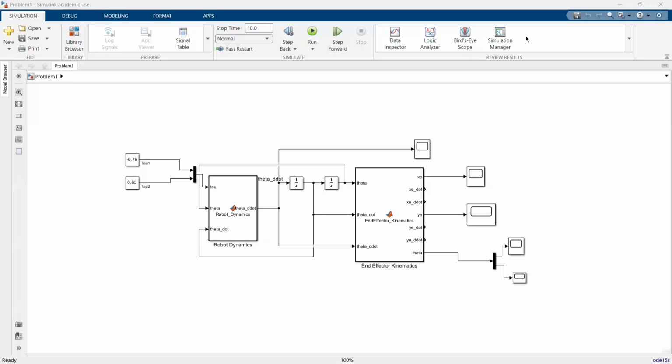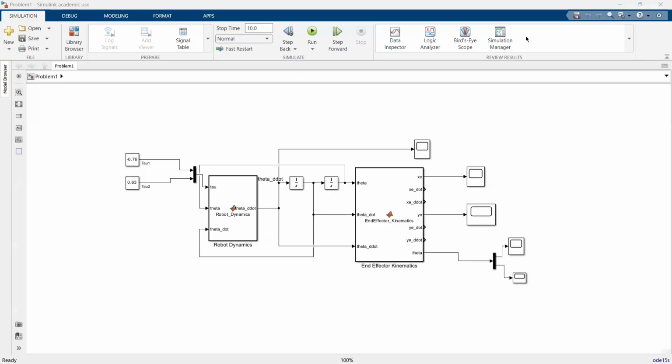Looking at the results, the system is open loop, meaning there is no controller to stabilize the robot. Therefore, the joint angles keep changing under the effect of the applied torques and gravity. The end effector positions, xe and ye, also oscillate because they depend on the joint angles.